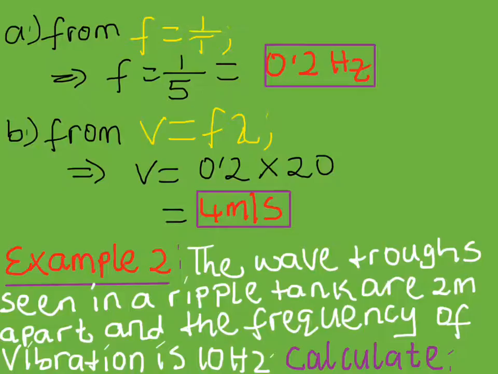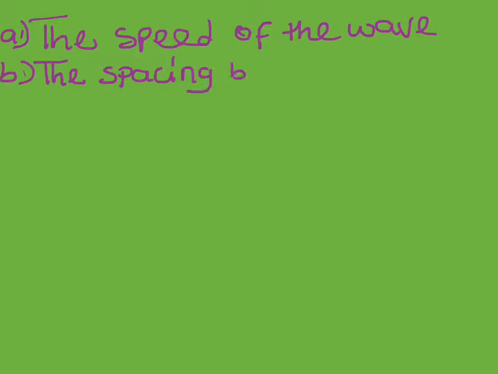Example 2 says, the wave troughs seen in a ripple tank are 2 meters apart. Take note, are 2 meters apart. And the frequency of the wave is 10 Hertz. What information has been given to you? The wave troughs seen in a ripple tank are 2 meters apart, and the frequency of vibration is 10 Hertz. And now we go on to ask, calculate the speed of the wave.